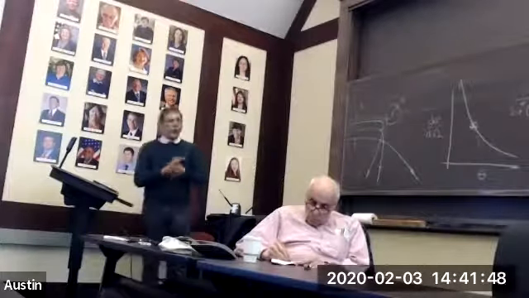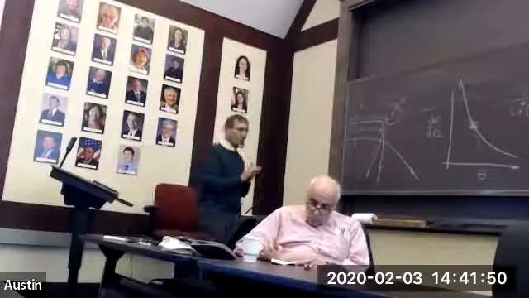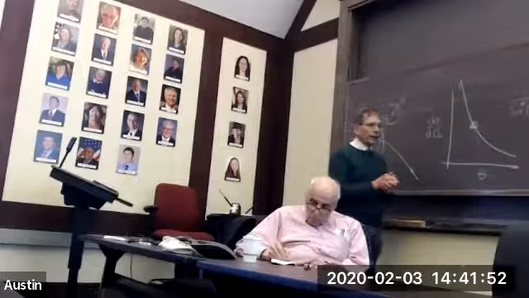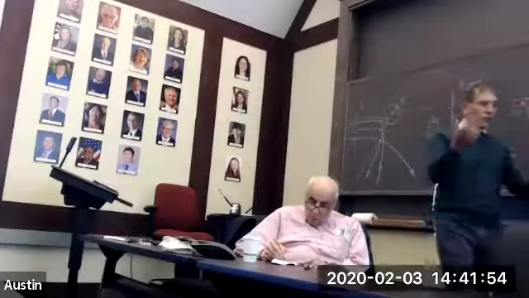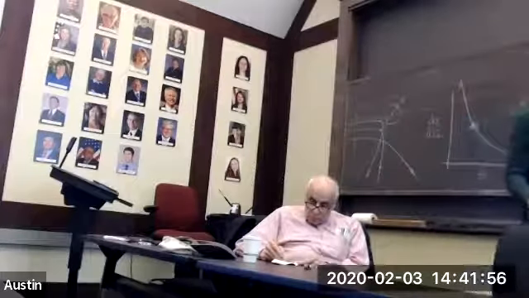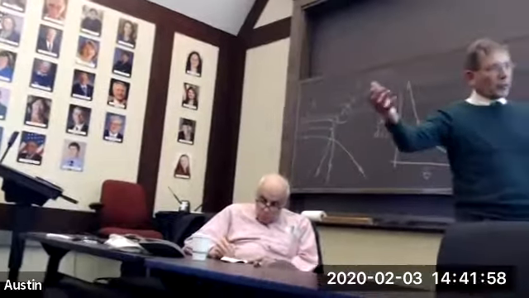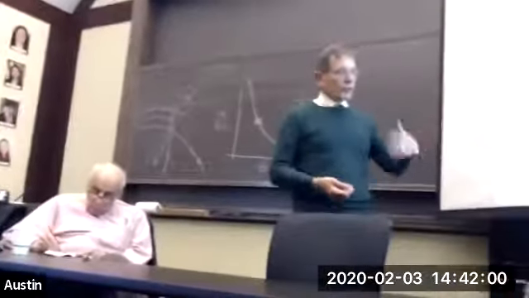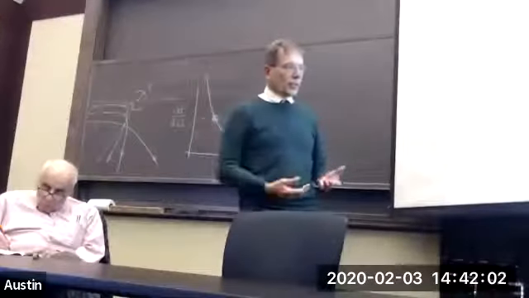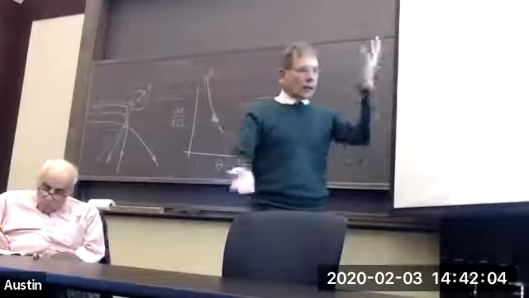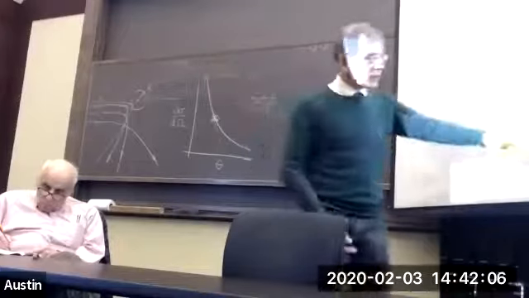Here is the Q value, a very interesting, important definition. If I take a state, it can be a decay, A goes to B plus C plus D, or it can be a reaction, A plus B goes to C plus D. The difference in mass between the initial and the final state is called the Q value.